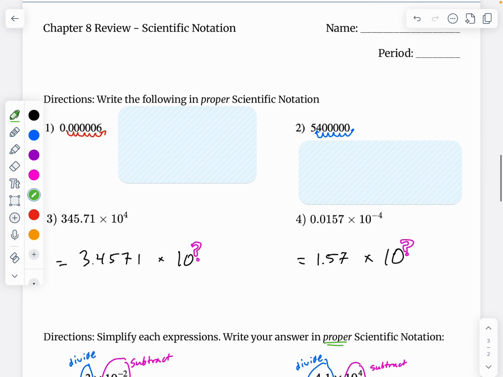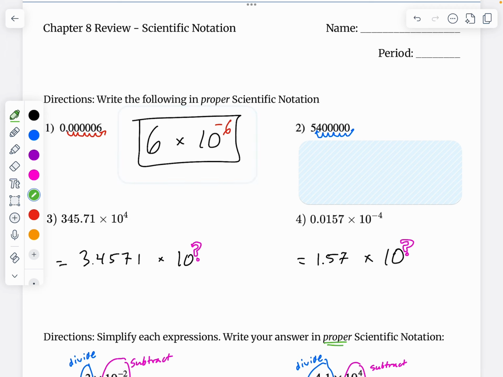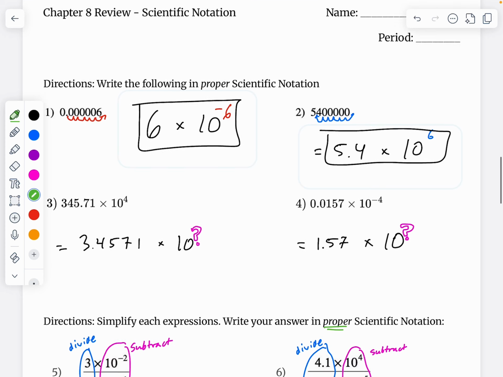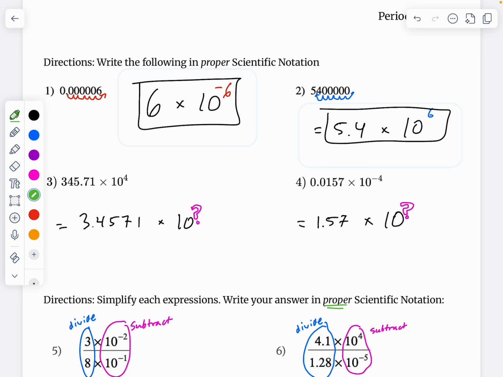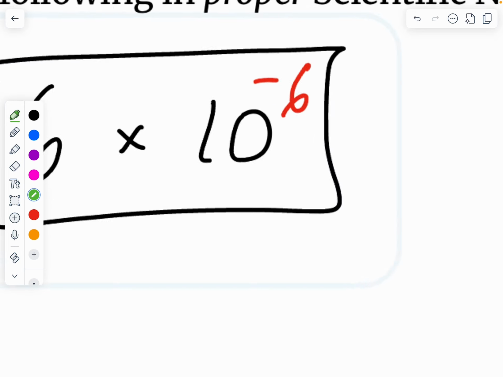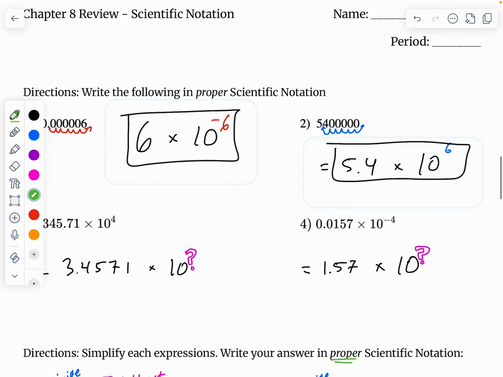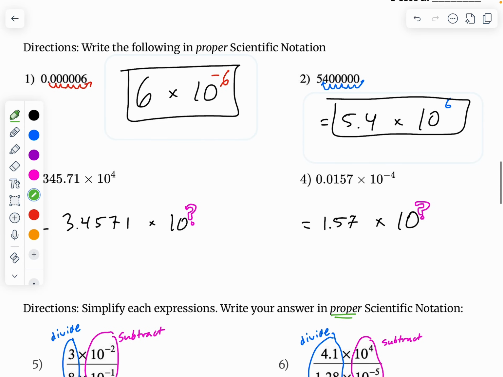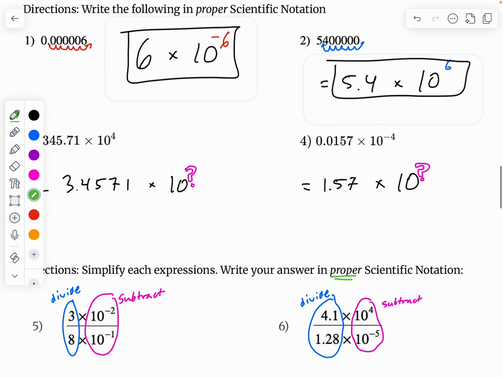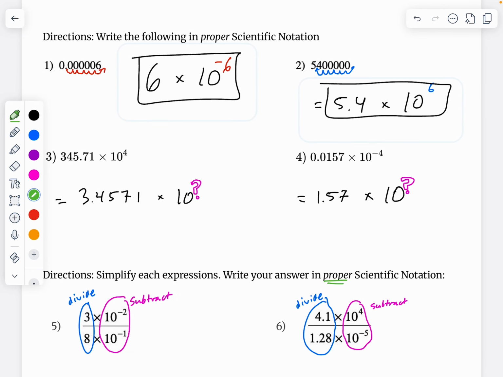So let's check number 1. Number 1 is a negative exponent because it's a decimal, small number. Number 2 is a positive exponent since it's a really big number. Now it's been moved over 6 decimal places. You can see one was moved over 6 to the left and one was over 6 to the right, or vice versa, and that means one is negative and one's positive.